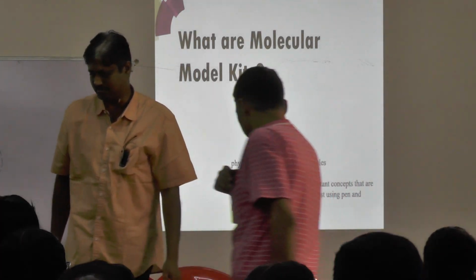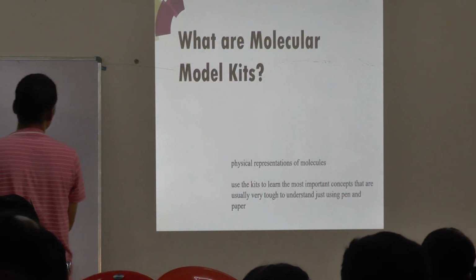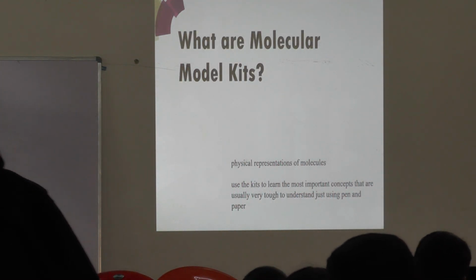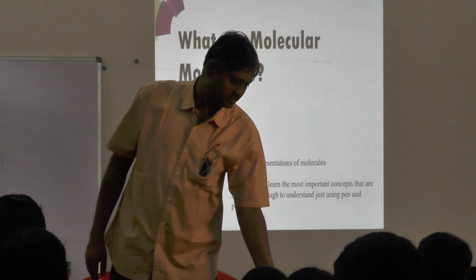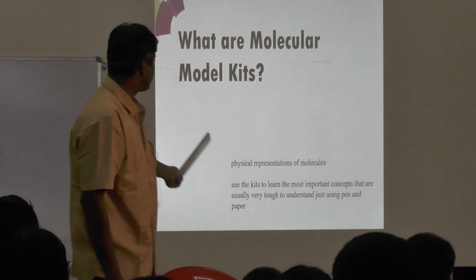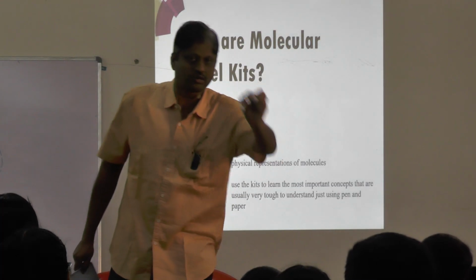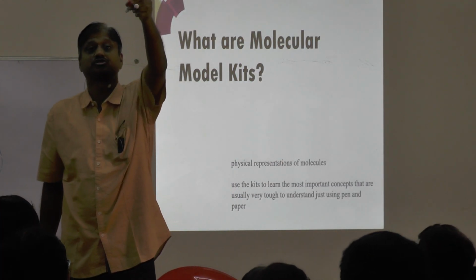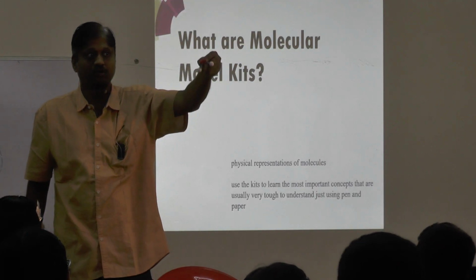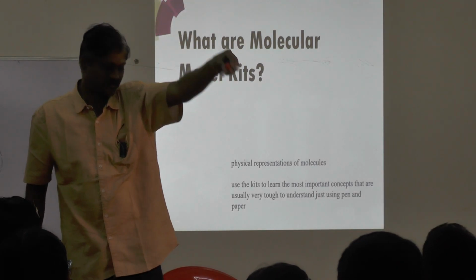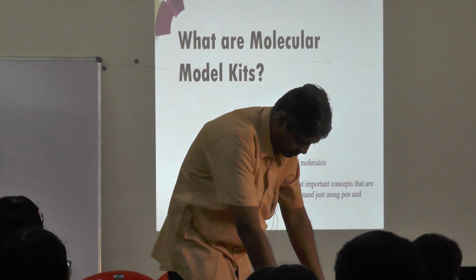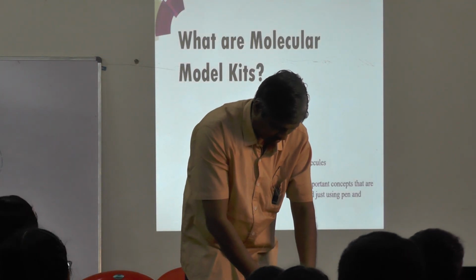Okay. Now you are able to see. So what are molecular model kits? That only you are seeing. This box you are seeing, to represent physical representation of molecules. H2O is represented physically: one oxygen, two hydrogen. Okay. Then you can understand this.